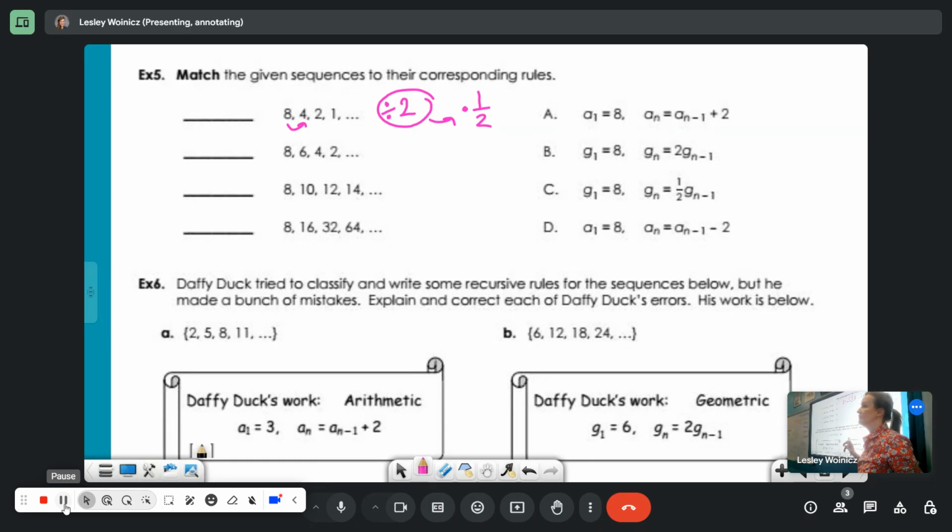You're just matching. So we said the first one was C. Okay. The next one is subtracting what? Subtracting 2. Which one of these says to subtract 2 every time? D. Okay, what's happening on the next one? Adding 2. Which one says to add 2? Okay, what's happening on the last one? Multiplying by 2. So that one is B. All right, let's look at Daffy's work.